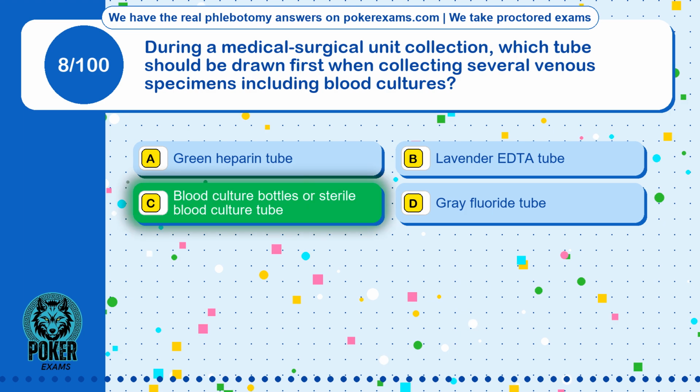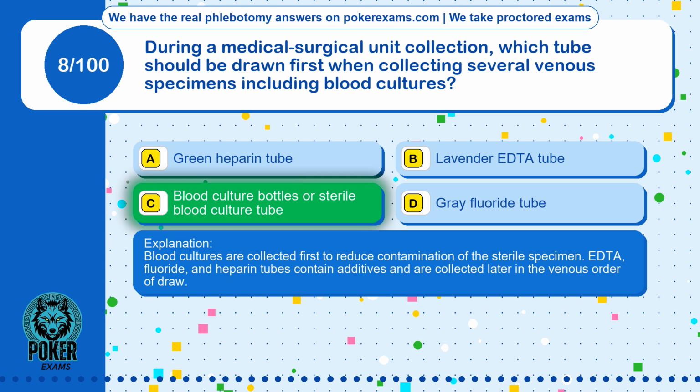The correct answer is option C. Blood culture bottles or sterile blood culture tube. Blood cultures are collected first to reduce contamination of the sterile specimen. EDTA, fluoride, and heparin tubes contain additives and are collected later in the venous order of draw.